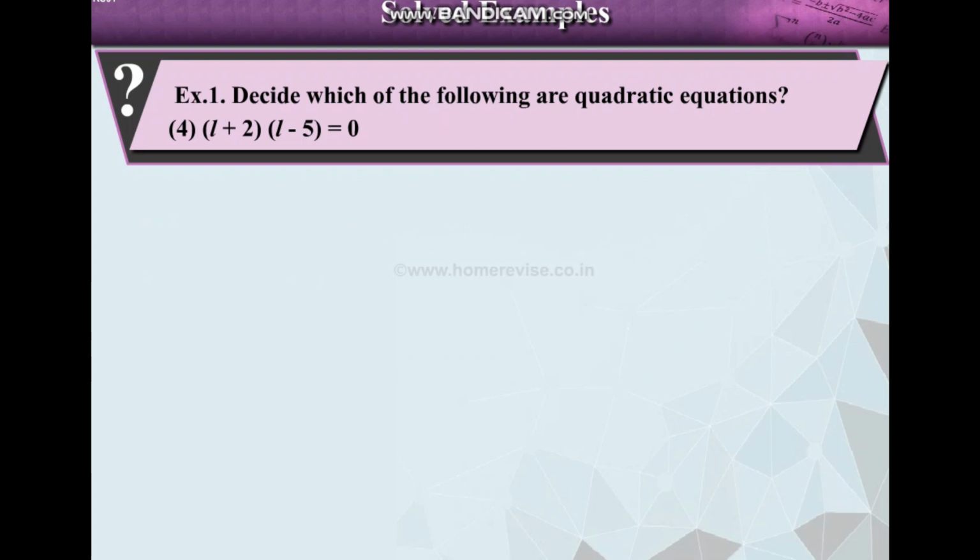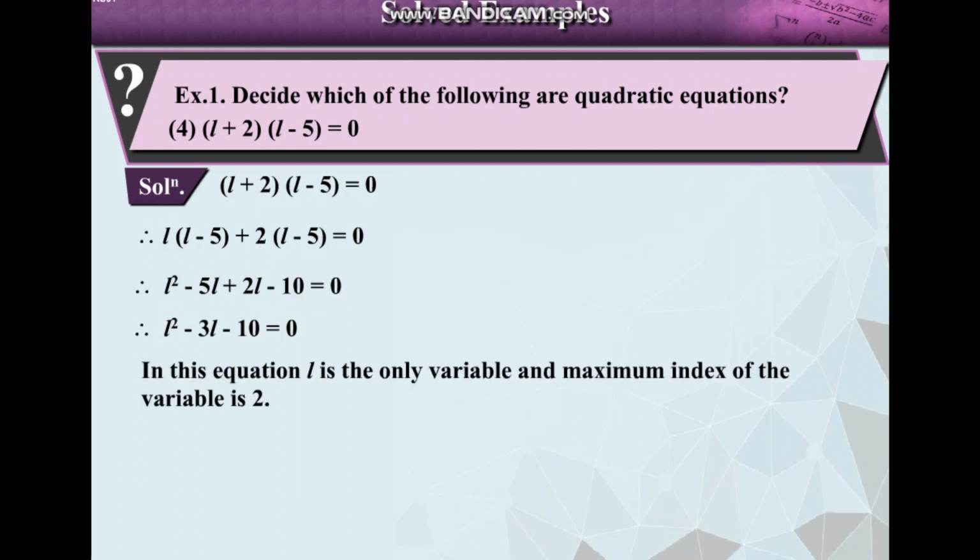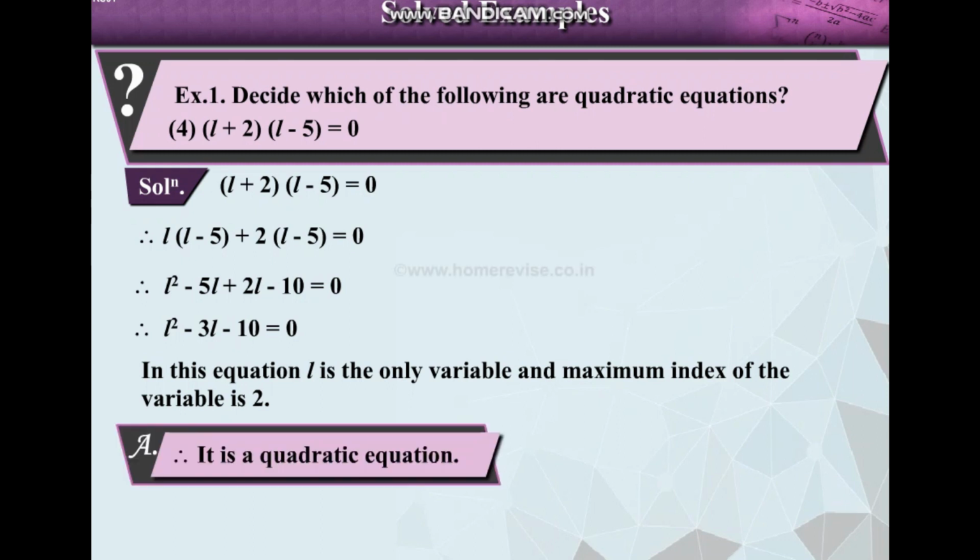4. (L + 2)(L − 5) = 0. Solution. (L + 2)(L − 5) = 0. Therefore, L(L − 5) + 2(L − 5) = 0. Therefore, L² − 5L + 2L − 10 = 0. Therefore, L² − 3L − 10 = 0. In this equation, L is the only variable and the maximum index of the variable is 2. Therefore, it is a quadratic equation.